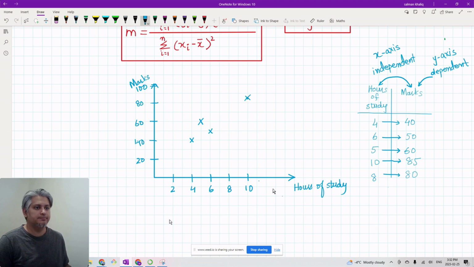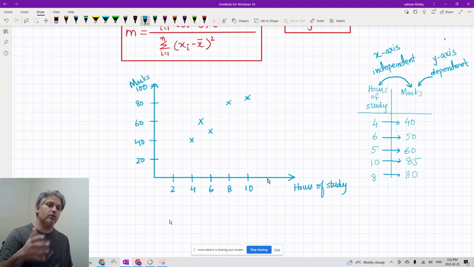So I'm going to do here. And when the student studied for 8 hours, got 80 points. So 8 hours got 80 points. Now, this is the data right now I have.